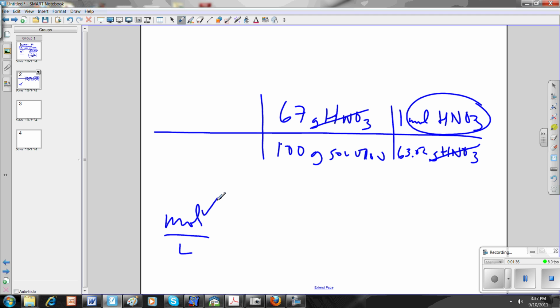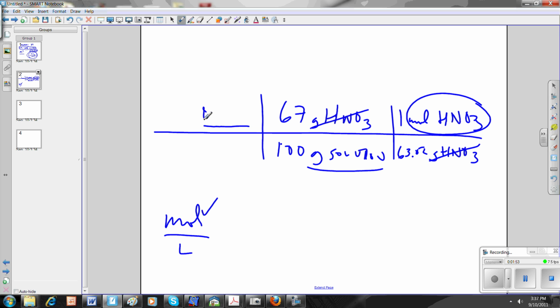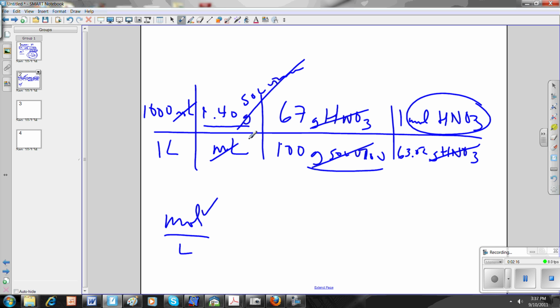Second thing I need to do is get liters on the bottom. Well, remember they gave us density. If I have grams of solution here, I have to have grams of solution up there. So if you look, I'm going to take this conversion factor right there, 1.40 grams over a milliliter, and plug it in so it cancels. 1.40 grams of solution is equal to 1 milliliter. So what I did right there is get rid of grams of solution. But I have milliliters. Really what I need to do is get liters on the bottom. Well, you should know from the metric system that 1,000 milliliters is equal to 1 liter, thereby canceling milliliters.